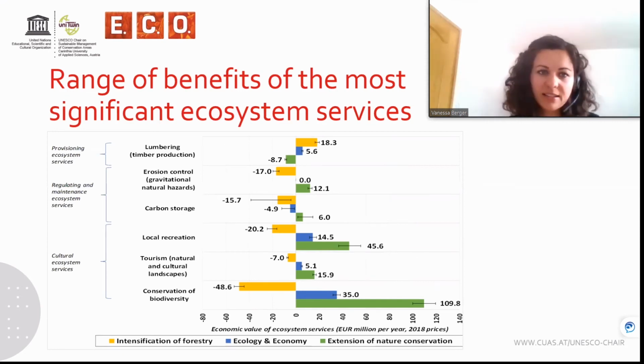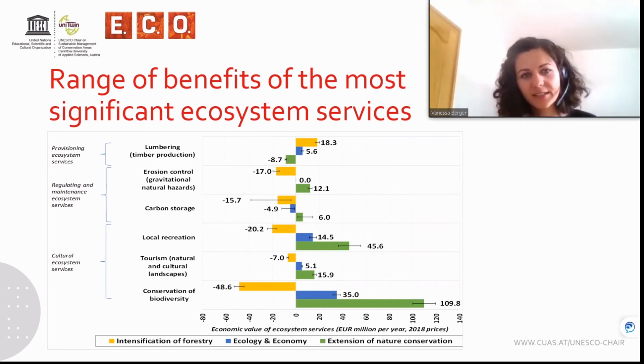Then in the end, I just told you about the most significant ecosystem services. We have here just 6 out of 17. But in the end, for the range of the benefits of the most significant ecosystem services, so the value of nature, we calculated not only our baseline, which was about 2016. We also calculated our scenarios for an intensification of the forest.